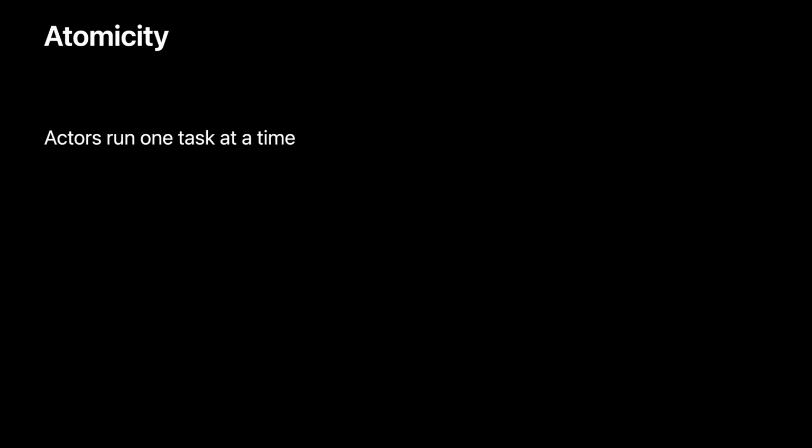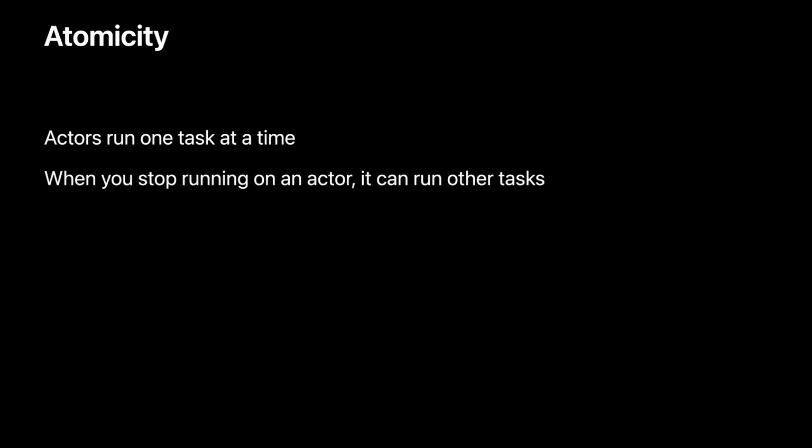As we've talked about before, actors only run one task at a time. However, when you stop running on an actor, the actor can run other tasks. This ensures that the program makes progress, eliminating the potential for deadlocks. However, it requires you to consider your actors' invariants carefully around await statements. Otherwise, you can end up with a high-level data race, where the program is in an unexpected state even though no data is actually corrupted. Let's break down an example of this.